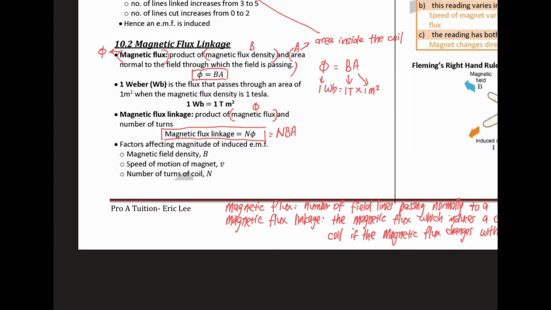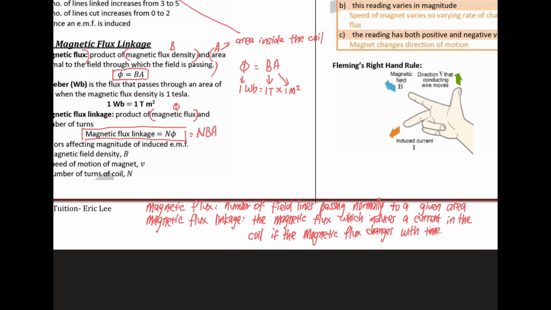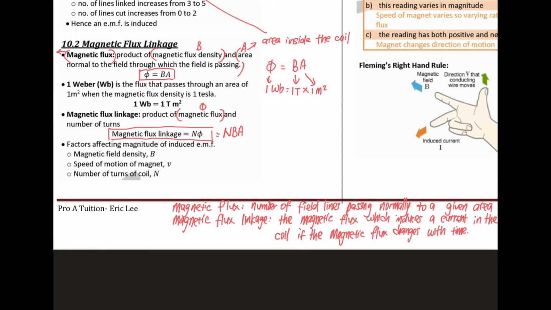Okay, so if I look at the formula, I think of something also like, since magnetic flux is the number of field lines passing normally to a given area, then for magnetic flux linkage you have to multiply with the number of turns in the coil. That means magnetic flux linkage is like the total number of field lines after considering the total area. Each coil will have area also, so it's like the total number of lines that pass through the coil and creates current.